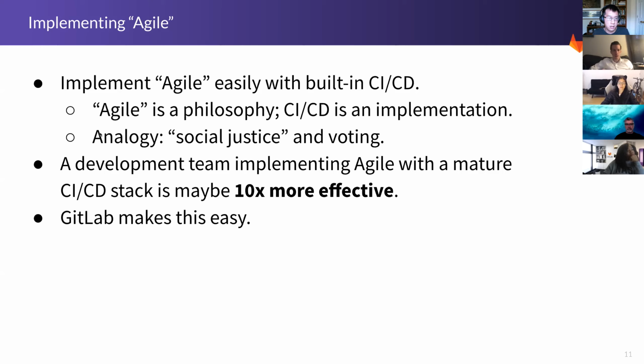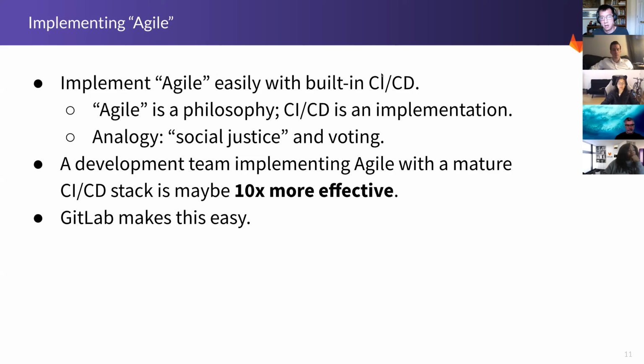So Agile and Waterfall, they're just sort of philosophies, just like, hey, we should have voting, or we should have social justice as a philosophy, right? But behind every philosophy, you actually need some plan to implement it. So how you implement Agile, which is a set of principles, is that you engage in what we call CI/CD, which is a bunch of engineering rules.